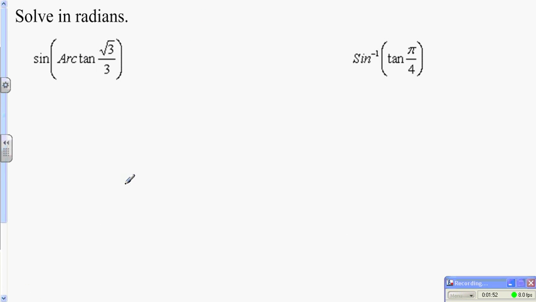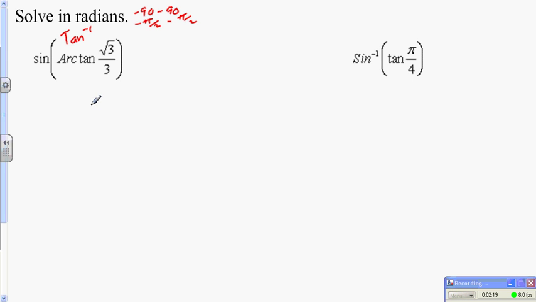Now, two more questions. We have a combination of trig functions here. Again, arctan. Arctan is the same as capital T tan inverse, which has a requirement. Tangent, if you remember, is negative 90 to 90. Or in this case, we're talking about radians, so negative pi over 2 to pi over 2.